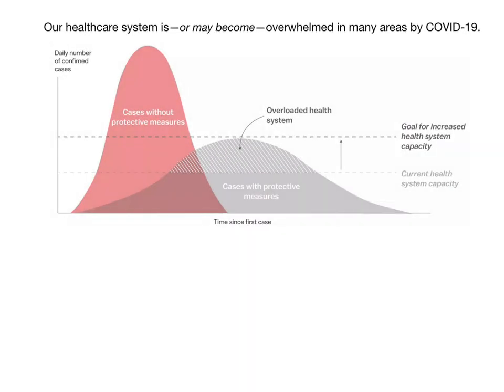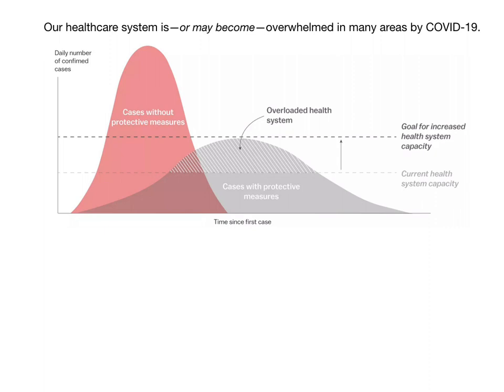So if that's what happens, what's going on? Well, the problem right now is our healthcare system is really overwhelmed, or it's going to become overwhelmed in different areas. There's not enough ventilators. There's not enough technicians to operate the ventilators. There's not enough medication to keep people on the ventilators. There is not enough protection for the healthcare workers. So there's not enough beds in the hospitals and the intensive care units.